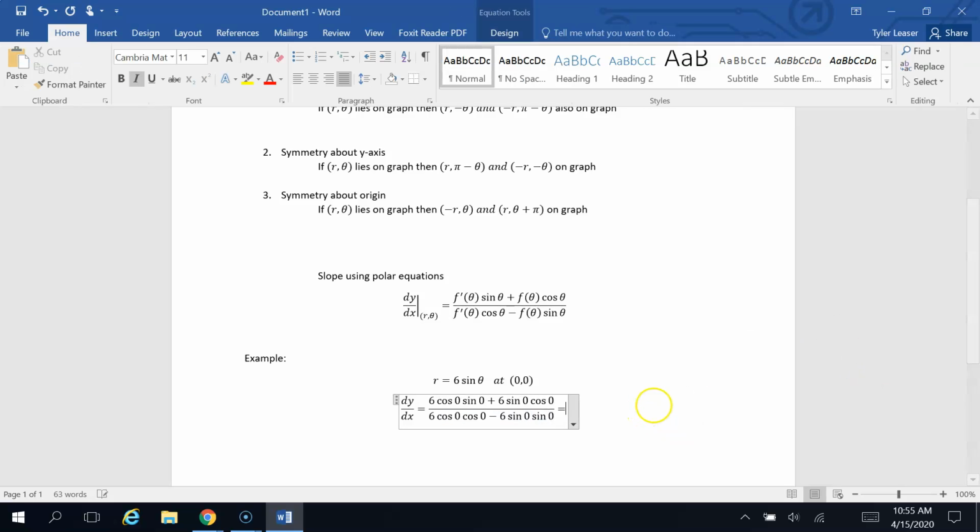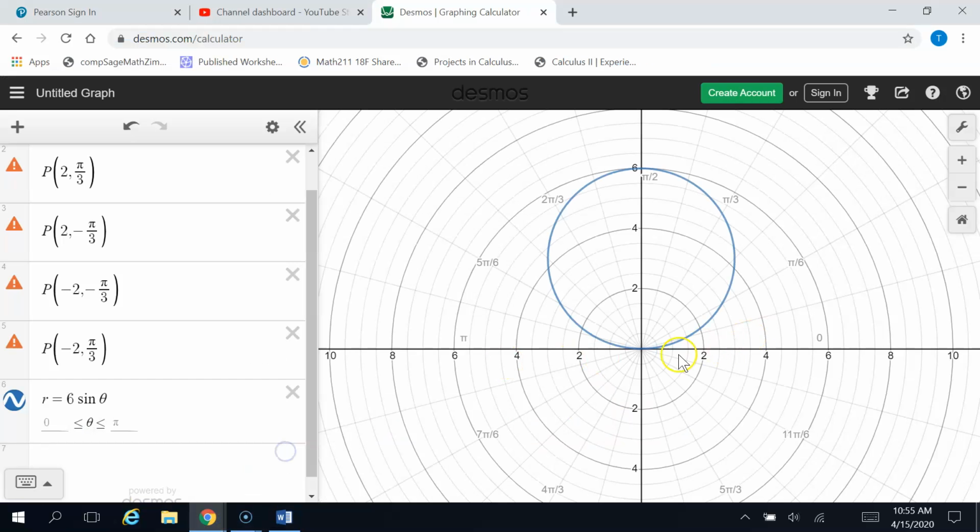Okay, and then if you just do all these, sine of 0 is just 0, so it looks like we're going to have 0 plus 0 up top, and the bottom, this is going to be 6 times 1 times 1, so 6, minus 6 times 0, so 0. So all in all, this is going to give you 0, which is what we expected to get, because looking back again at the graph, at this location the slope is 0.